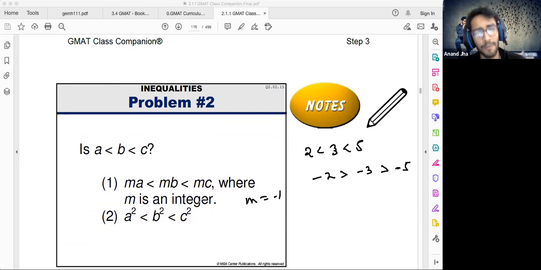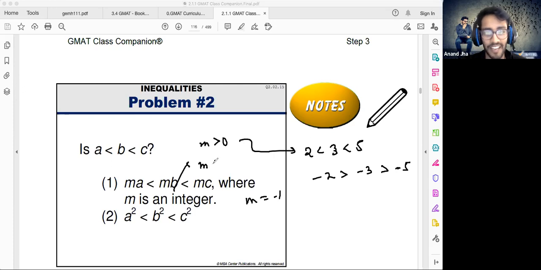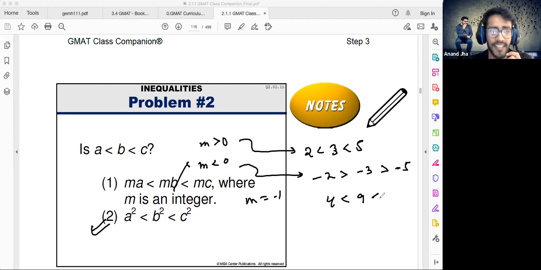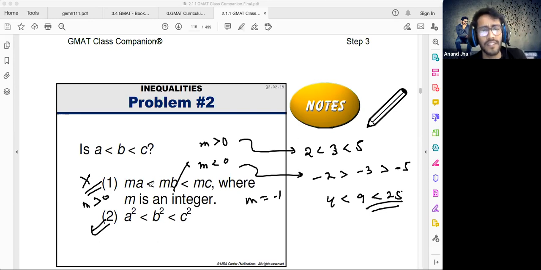M is an integer. Now, an integer can be positive and negative also. If I take M positive, then my inequality remains the same. But if I take M less than 0, like -1, my inequality changes. Second, A square less than B square. Of course, that will hold for sure. If A is less than B less than C, A square is 4, 9, 25. So this is false. Why? This is true only when M is greater than 0. When M is greater than 0, then only my inequality will hold true. If it is less than 0, then the inequality will get reversed. If I multiply it with -1, of course -2 is more than -3, which is more than -5.